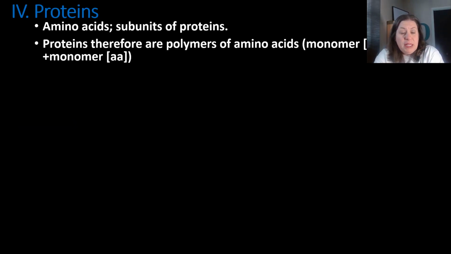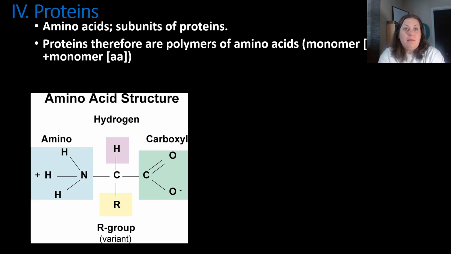Next, we want to talk about proteins. Proteins, the building blocks are going to be amino acids. Amino acids are going to form together when we put one monomer combined to another monomer and so on. And these are going to be called polypeptides because the bond that happens between each amino acid is known as a peptide. So here is the amino acid structure.